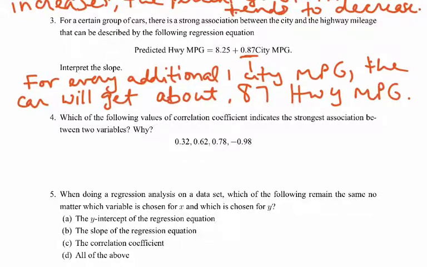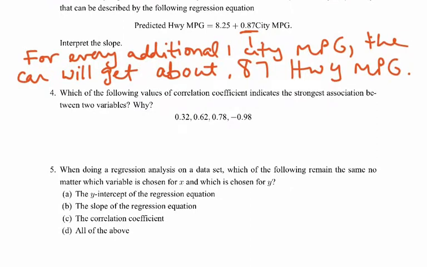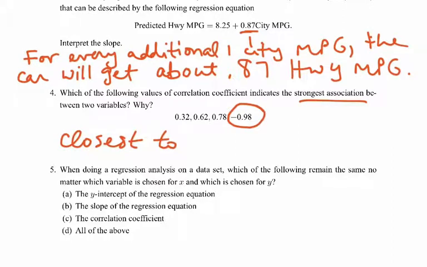Okay, so number 4, which of the following correlation coefficients, so these are different R values, which one has the strongest association between the variables? Well, you look at the list here, it's tempting to say 0.78 because that is the largest number. But strongest just refers to the strength, and that could be positive or negative strength. So the strongest would be the one that's closest to either positive 1 or negative 1 if you have negative values. So I'm going to go with this negative 0.98. So we can say it has the strong association because it's the closest to negative 1.